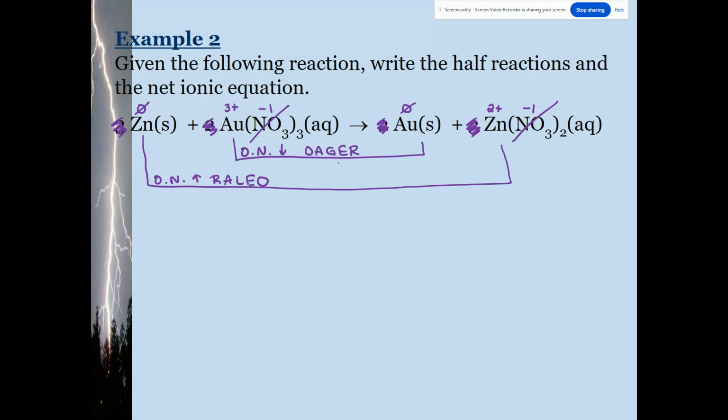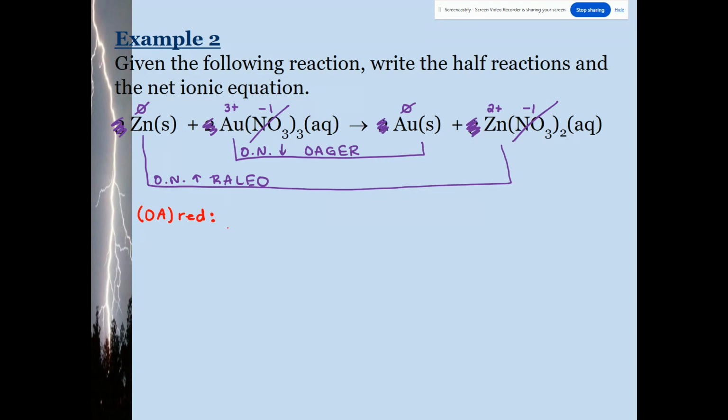So again, remember what this means. Oxidizing agent gains electrons, undergoes reduction. Reducing agent loses electrons, undergoes oxidation. So if I write my half reactions again, and it doesn't matter the order you write your half reactions in, I usually start with my oxidizing agent undergoing reduction, but it doesn't make a difference.